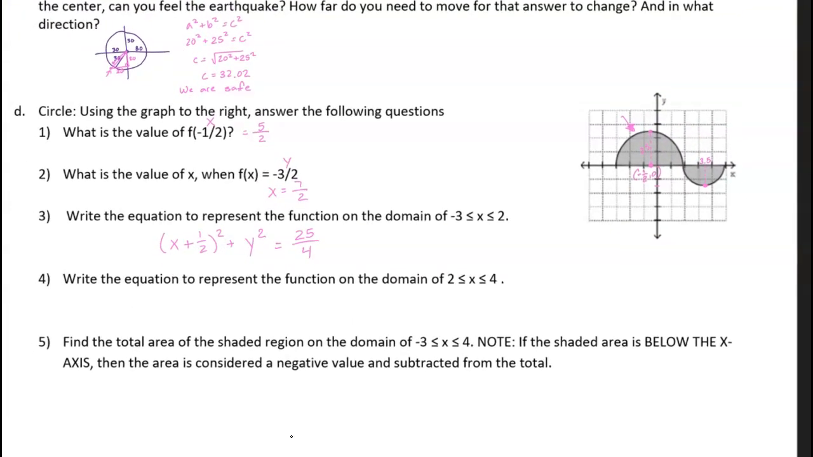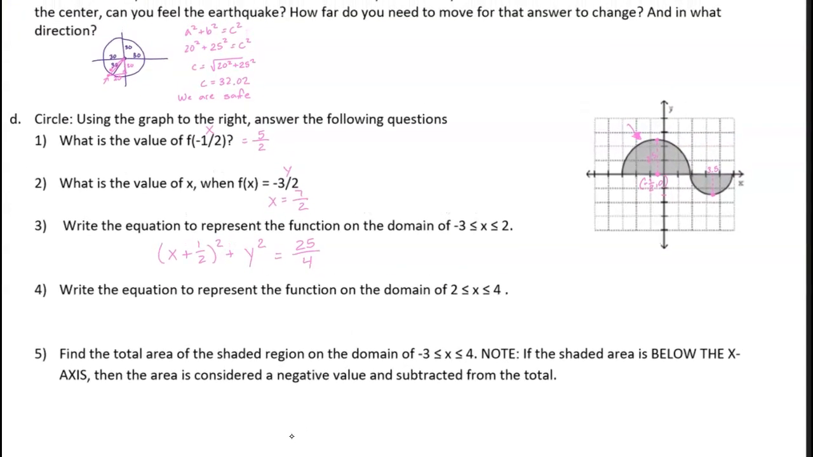It also wants us to write the equation for the other circle from 2 to 4. So again, my center point is located at 3.5, or I should write 7/2, comma, negative 3/2. So that means my equation is x minus 7/2 squared plus y plus 3/2 squared, equal to the radius squared, which our radius was 1.5, or in terms of a fraction, that's 3/2. So 3/2 squared is 9/4.